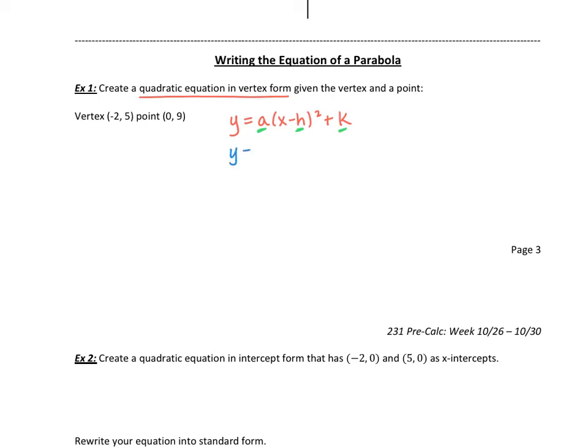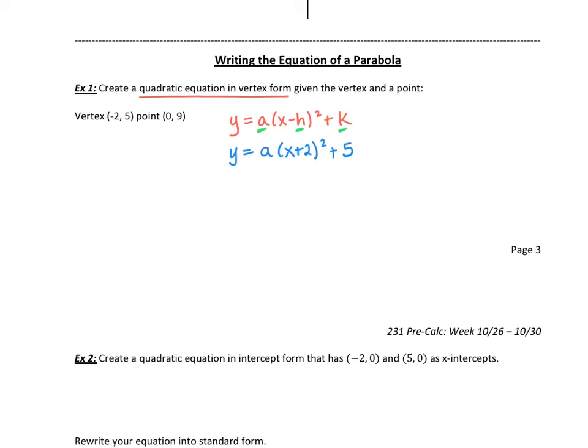So y equals a times x minus negative 2, which is plus 2, squared plus 5. And now to figure out what that a is, remember x, y, these two variables, represent any points on my parabola. So if I want to figure out what a is, and a is a constant, that doesn't change regardless of which point I'm looking at in my parabola.